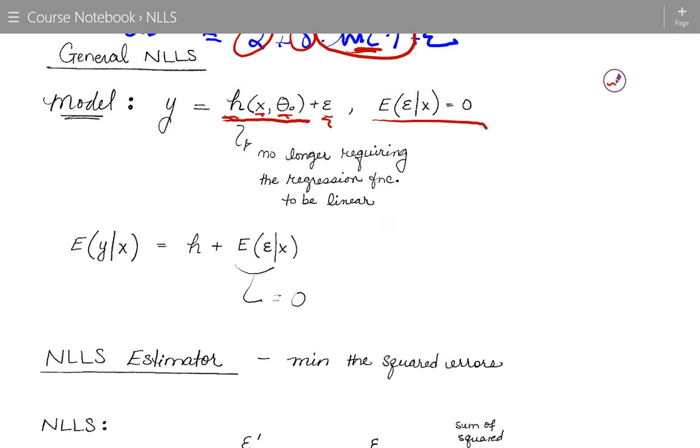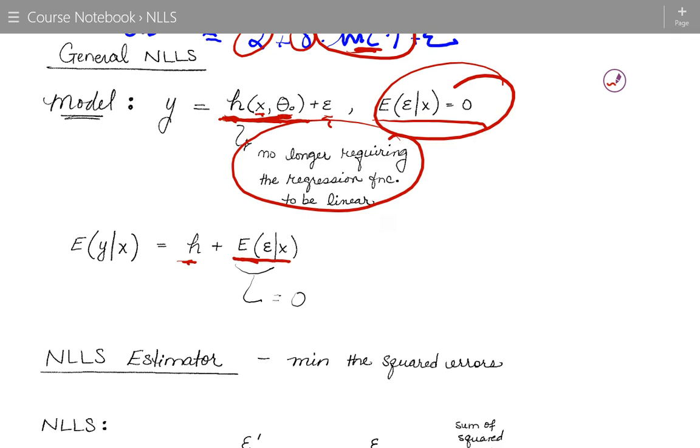But here, h is not necessarily a linear function, so we're allowing this to be whatever nonlinear function that is identified, which we'll talk about later, but it's a nonlinear function. The expected value of y given x then is going to be h plus the expected value of epsilon given x, which we said was 0, so really it's just h. So this function is specified as the expected value of y given x.